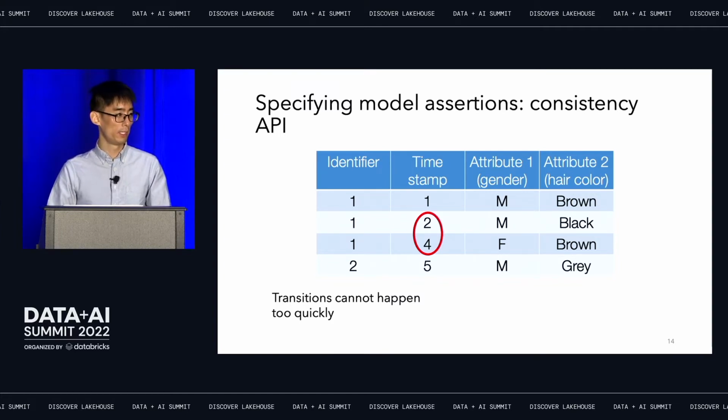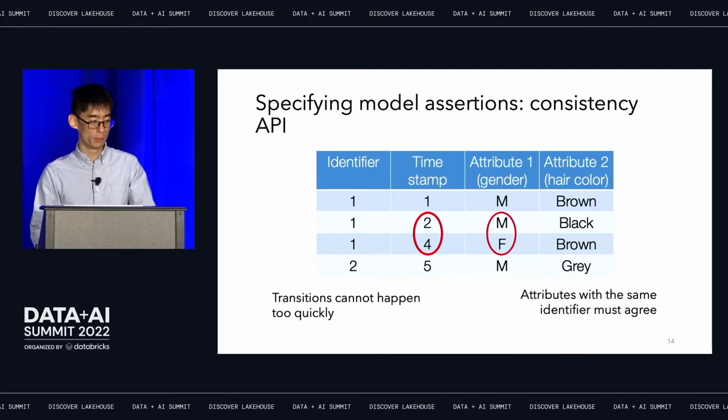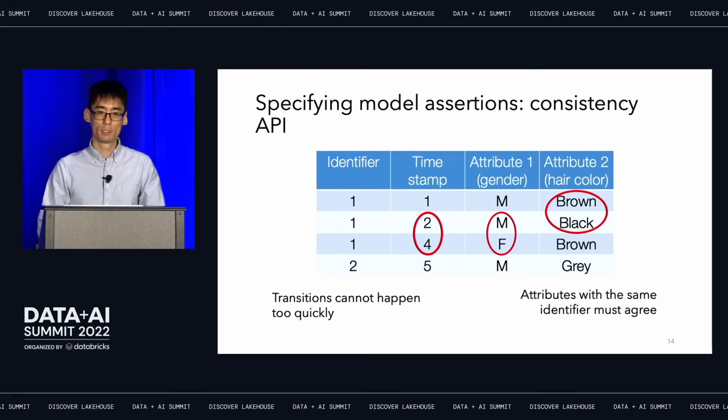The Consistency API allows users to specify this. Similarly, within the same scene, person 1 has predicted attributes of male and female gender, and also brown and black as the hair color. So assuming some temporal consistency, one of these is likely to be incorrect.